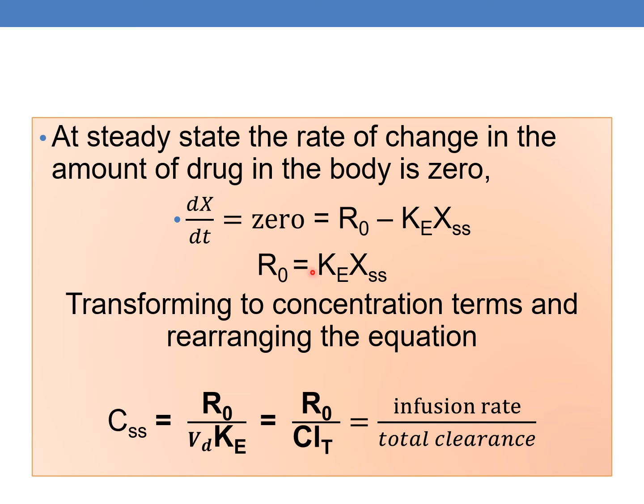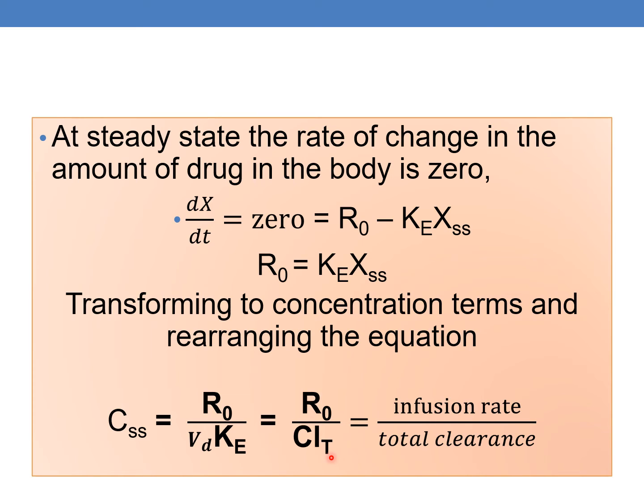Similarly, we can transform the above equation into concentration terms by the previous principle. Using X is equal to Vd into C, we can calculate the concentration at steady state. Css is equal to R naught by Vd into Ke. And we know that Vd into Ke is equal to total clearance, so Css is equal to R naught by total clearance.